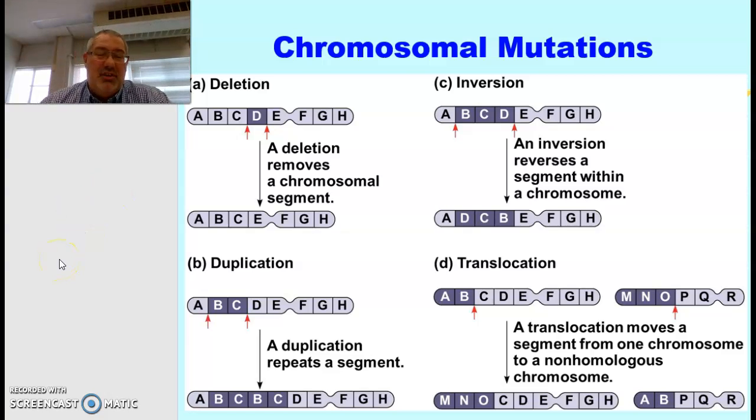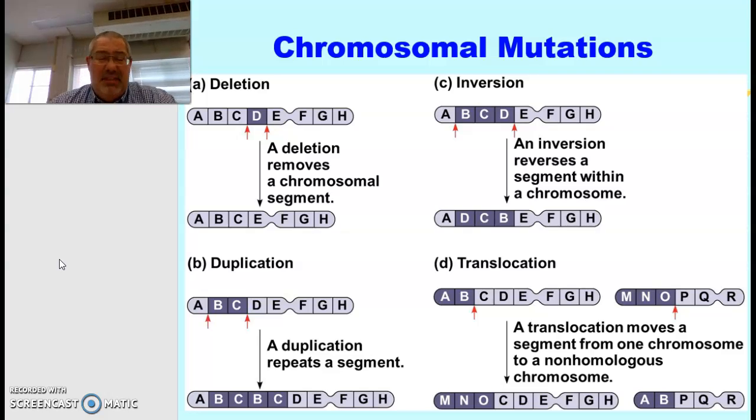Chromosomal mutations occur either to disrupt the structure of a chromosome, or they can change the actual number of chromosomes. So chromosomal mutations are one type of mutation. The other type is called a point mutation that we don't typically discuss in this class. But chromosomal mutations are often more severe because they disrupt the structure and/or number of chromosomes.